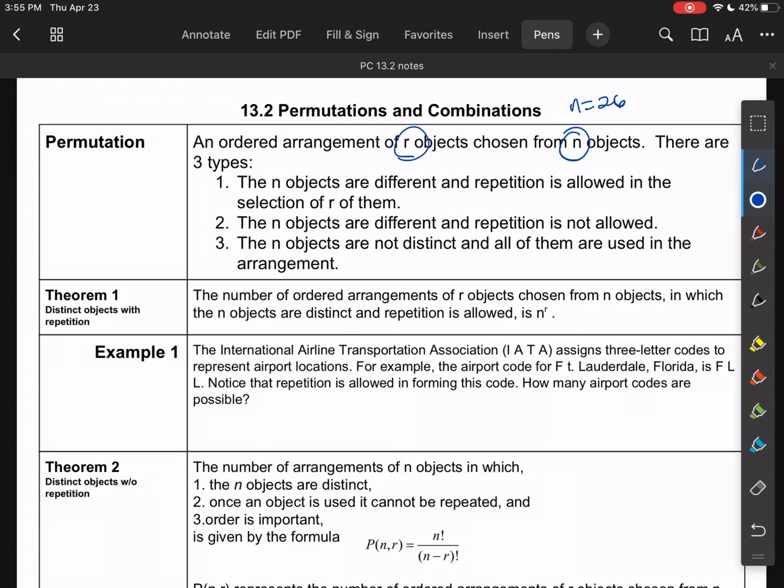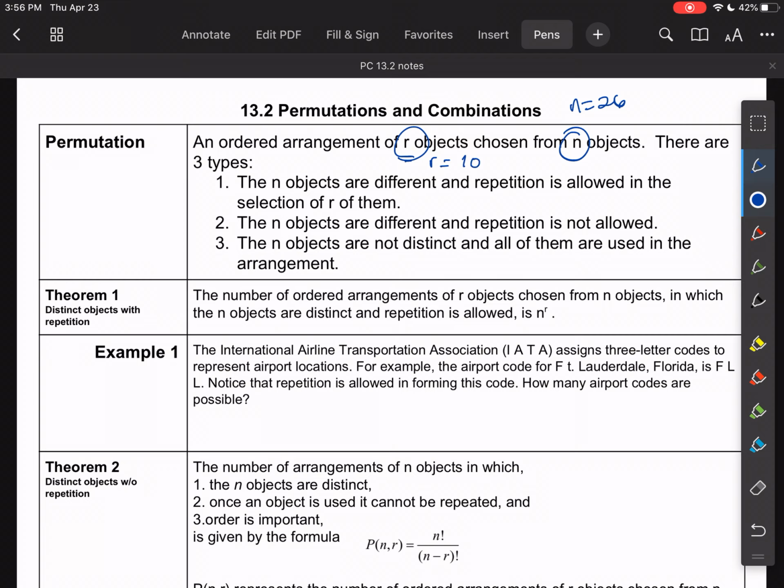So for instance, the classic example, and we're going to do one like this in a bit, is give me a 10-letter code from the alphabet. How many possibilities do we have for a 10-letter code? In that case, the R value is the 10. It's the number of selections that we're talking about. So if we were talking about a 10-letter code, then R would be equal to 10. Okay, so let's look at this.